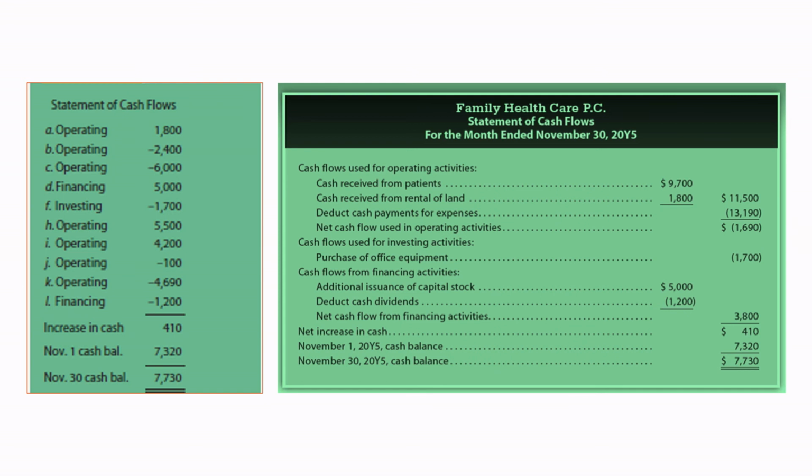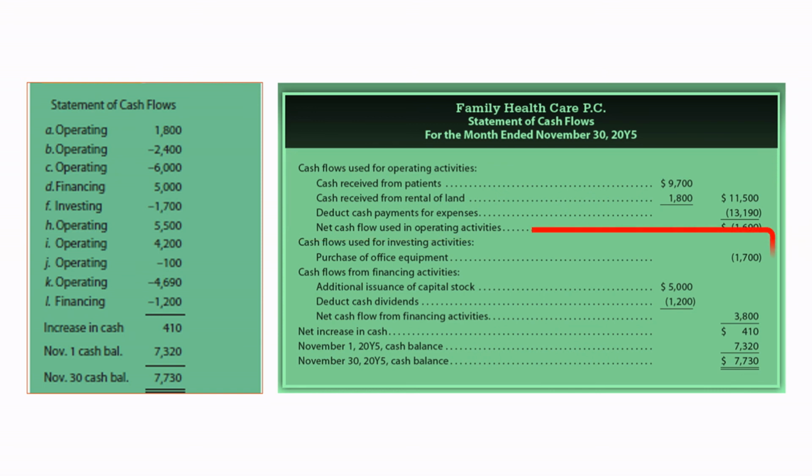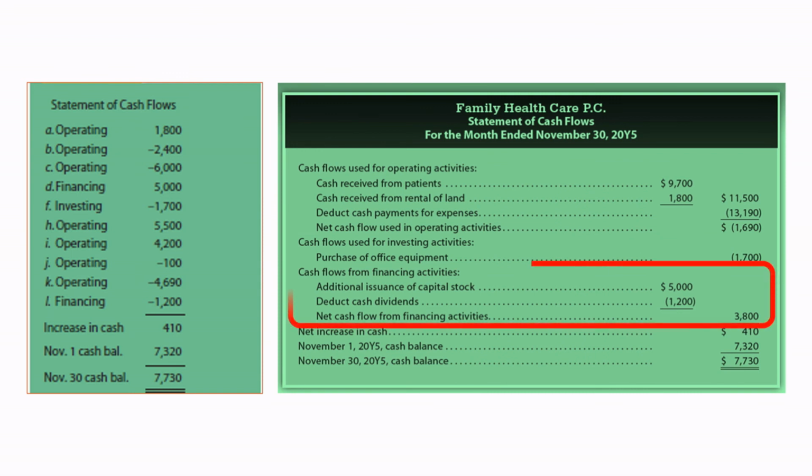The statement of cash flows is prepared by summarizing the cash transactions during November. Under cash flows from operating activities, cash receipts from operations are added and cash payments for expenses are subtracted to arrive at the net cash flow used in operating activities. Under cash flows from investing activities, the cash payment for purchase of equipment is recorded. The cash flows from financing activities will include the additional cash investment from Dr. Landry of $5,000 and dividends of $1,200.